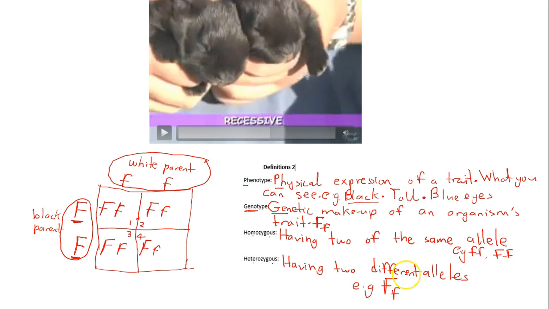Alright, now we know what these terms mean, and we can go ahead to do some more Punnett square problems, getting ready for the content assessment.